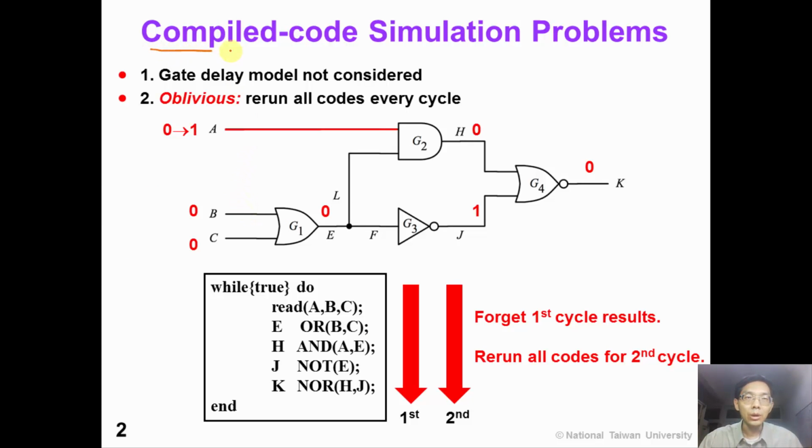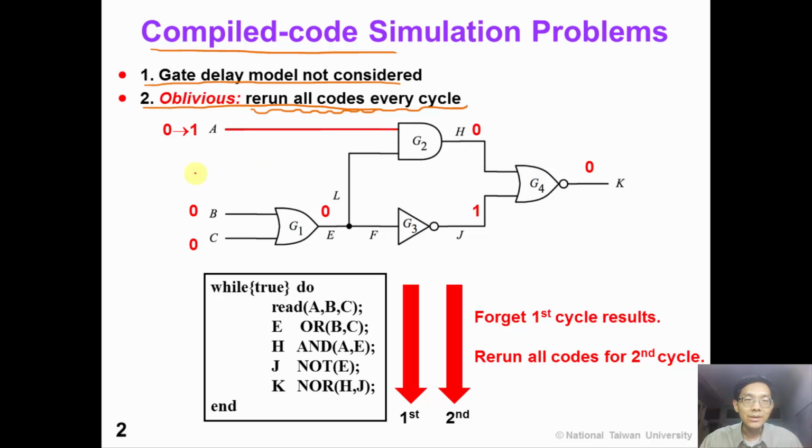In the last video, we talked about compiled code simulation. It has two problems. First, the gate delay model was not considered in the compiled code simulation technique. The second one is that compiled code simulation is oblivious, which means that it forgets the old results. It has to rerun all the code every time we start a new cycle.